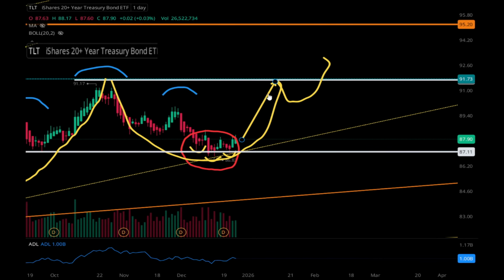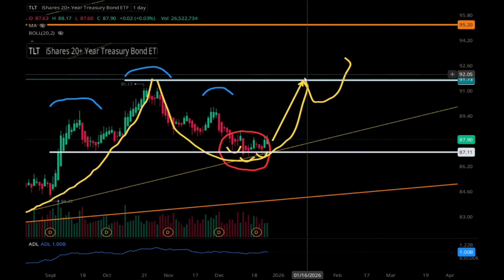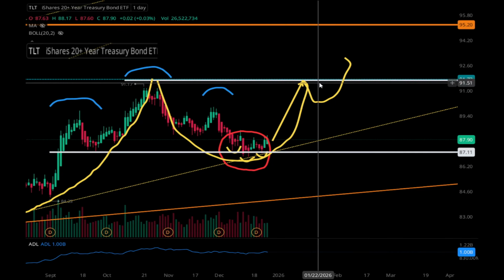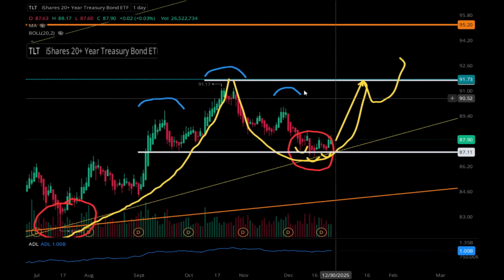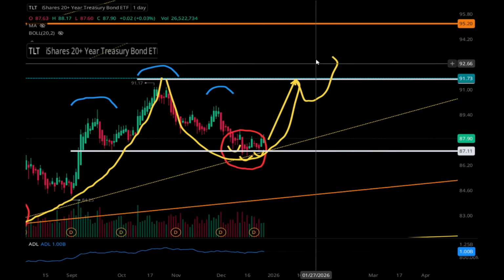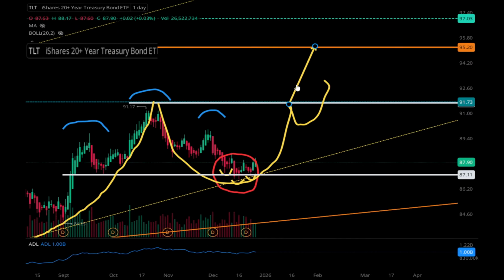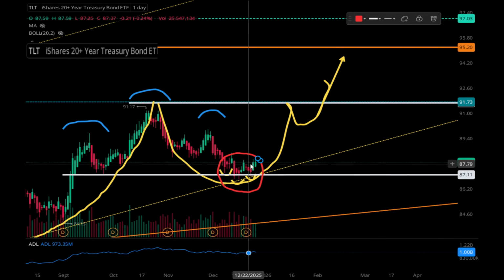Now, from that range, we should anticipate some form of rejection to occur there so that we can have this major nested cup and handle. And I say nested because we are looking for another cup to form here. From that cup, either we can have the breakout occur at the top of the cup, or we can see it build an additional handle and then form the breakout. But I am expecting this support range to hold very well, and from the support range to see the buying to the upside.